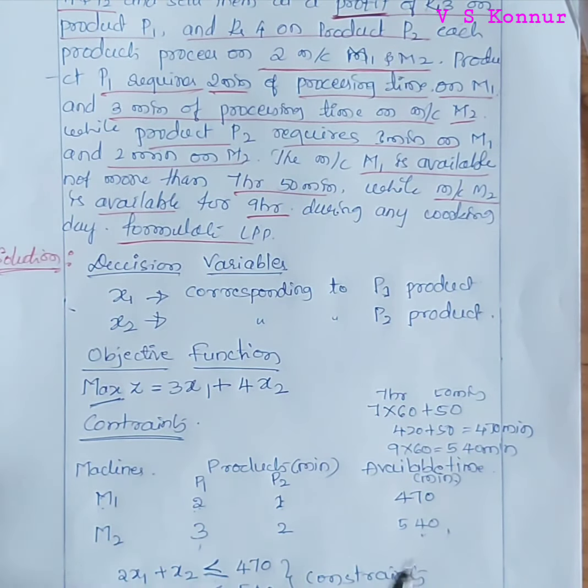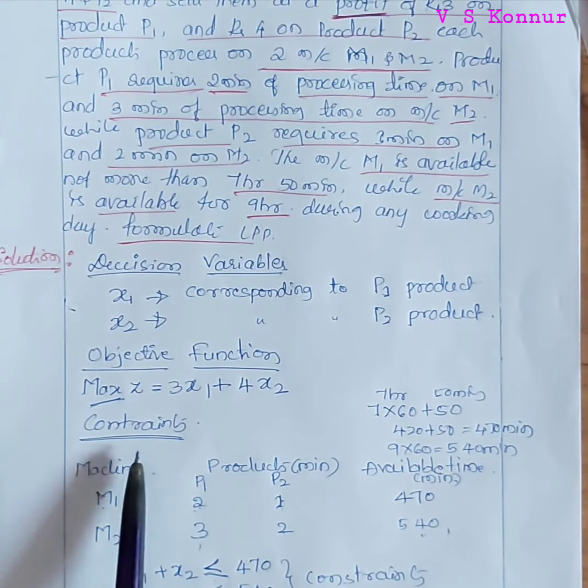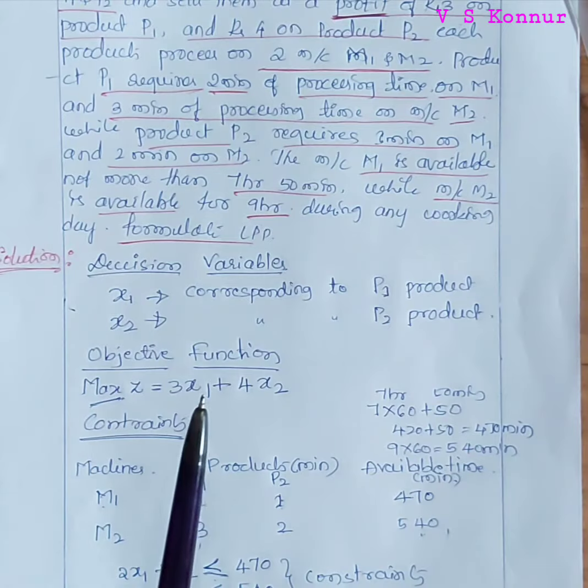So this is one problem. It contains decision variables, objective function, constraints, and then non-negativity constraints. These four should be defined for a particular problem. Then we'll go for the next type of problem.